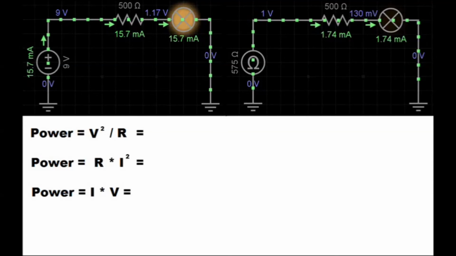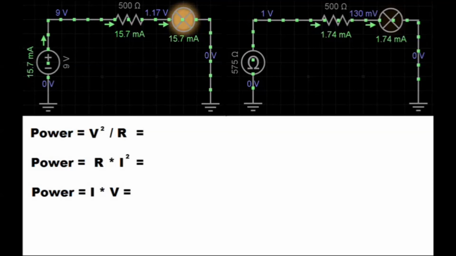We use the same formula when calculating the power dissipated over a single component. We need to ensure we select the correct power rating for the resistor. The resistor has 500 ohms. The voltage supplied is 9 volts. Using Ohm's law, we find the current, voltage divided by the resistance. 9 divided by 500 equals 0.018 amps or 18 milliamps.